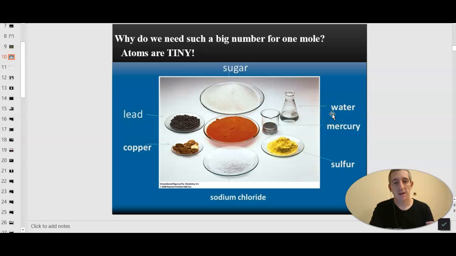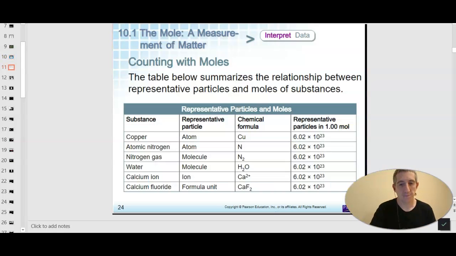Water is broken down into H2O, and so that is not atoms anymore, it's molecules. Water molecules are made up of hydrogen and oxygen atoms. And then the sodium chloride formula unit is broken down into ions. I'm going to skip sulfur. I could say sulfur is monatomic, but chemists actually know that sulfur is not monatomic. It's actually S8, which makes it a molecule of sulfur.